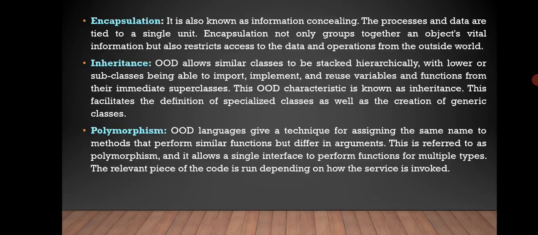Polymorphism. OOD languages give a technique for assigning the same name to methods that perform similar functions but differ in arguments. This is referred to as polymorphism, and it allows a single interface to perform functions for multiple types.